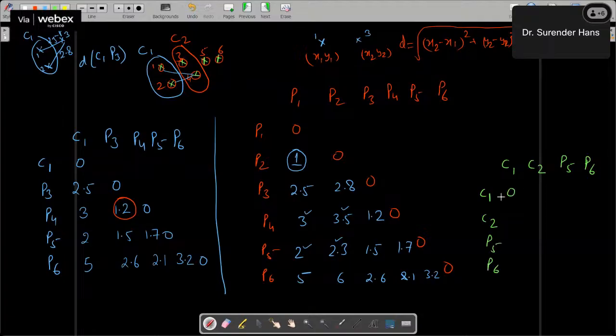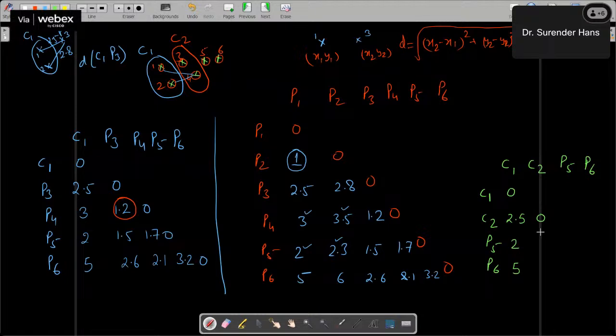C1 to C1 is 0, C2 to C2 is 0. C1 to C2: 1 to 3, 1 to 4, 2 to 3 and 2 to 4. The minimum distance is 2.5. Now C1 to P5: 1 to 5, 2 to 5, that is 2 and 2.3. So that is 2, that is less. C1 to P6 means 1 to 6, 2 to 6, so that is 5.